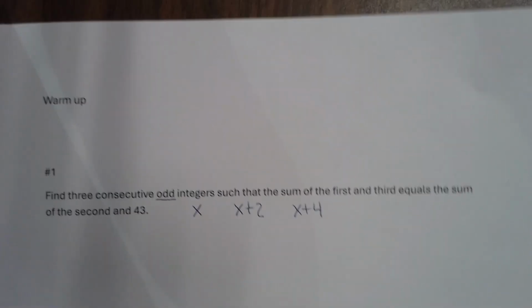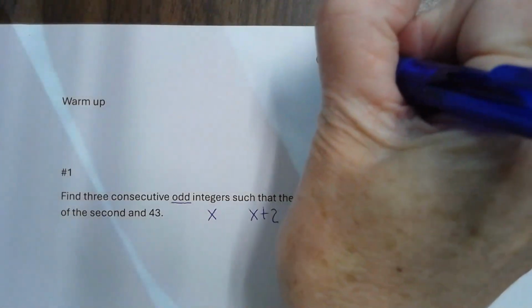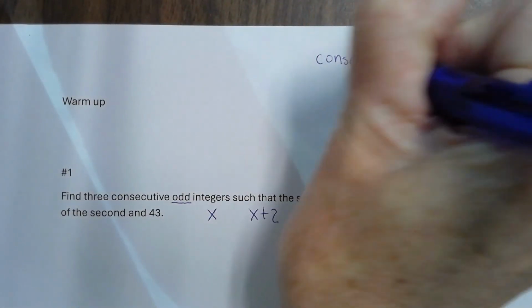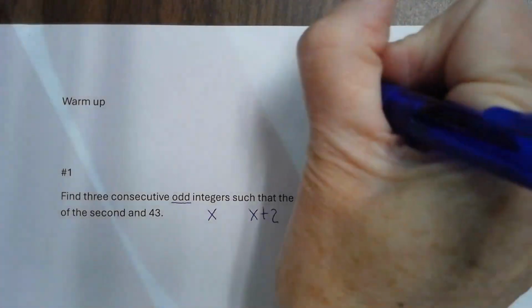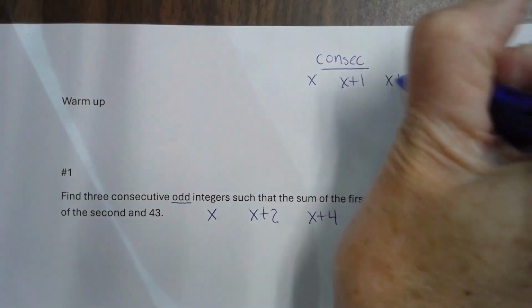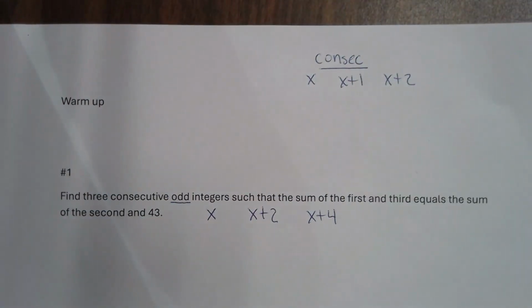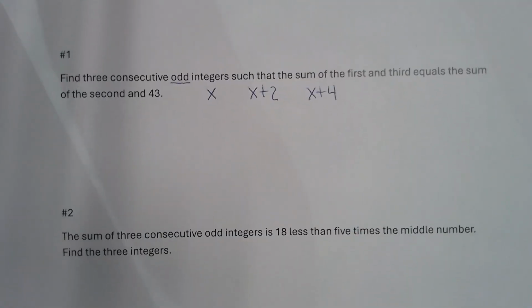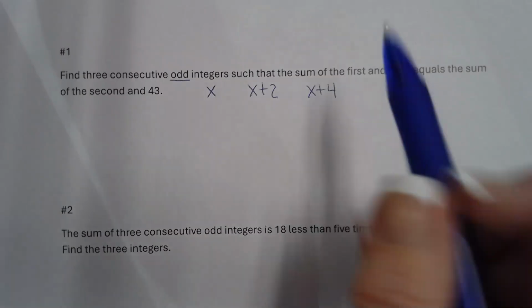Okay? Don't forget, if it's just consecutive, that's x, x plus 1, x plus 2. Because remember, consecutive, they just go up by 1s. Odds and evens go up by 2s. Okay? So now let's see what it says.